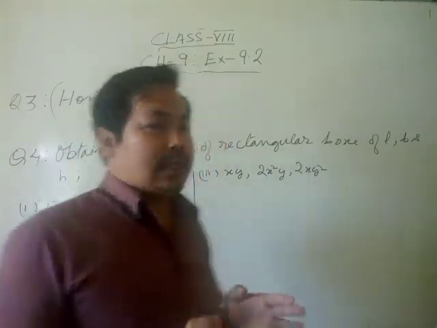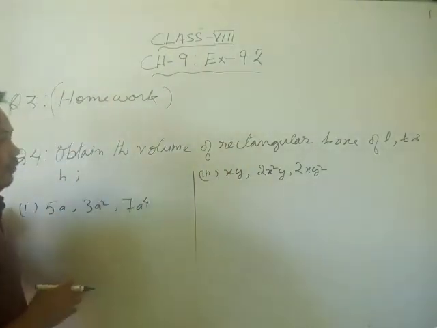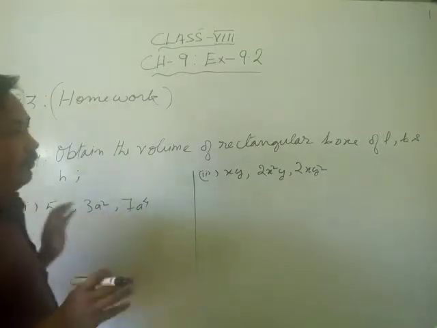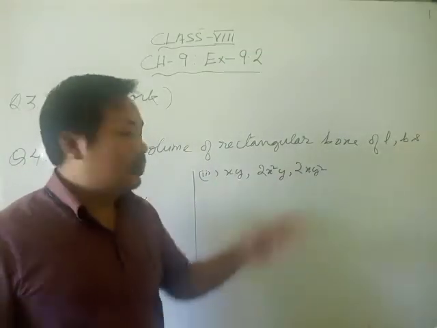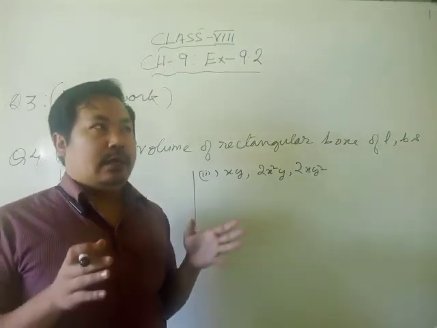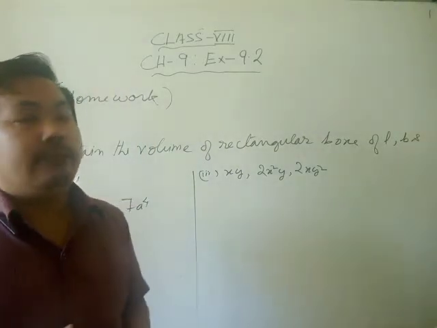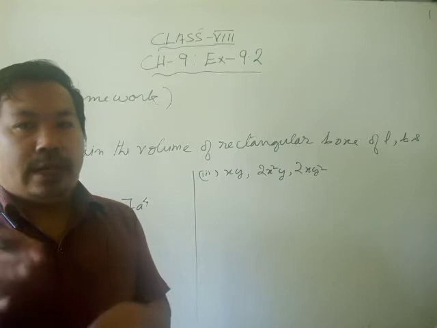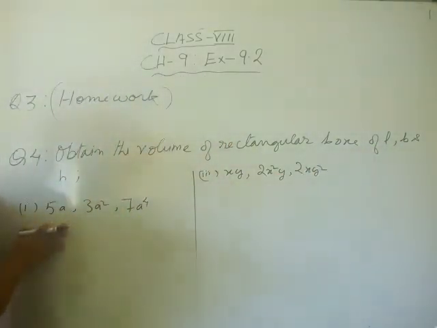Question number 4 is asking you to find the volume of rectangular boxes of given length, breadth, and height. You know what the volume is? The volume of this cuboid or cube. We know that the volume is found with the formula length into breadth into height. So length, breadth, and height are given here, and each question number 1, 2, 3, 4 has them. I am going to show you one.